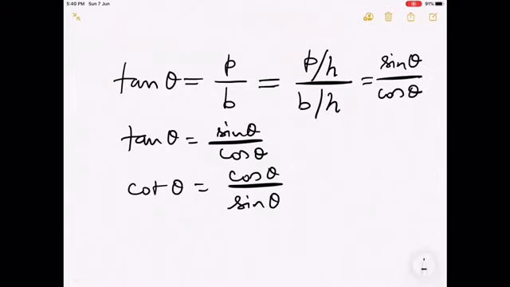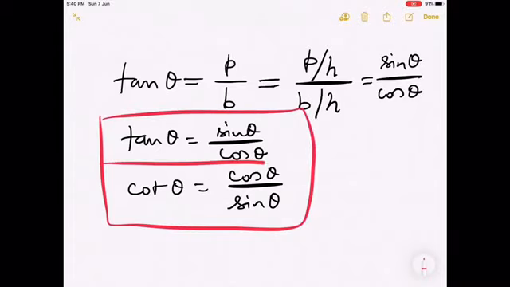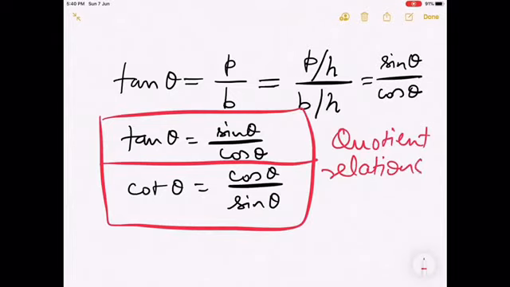These two formulae are known as the quotient relations, important relations. You need to use them many times in questions, so you have to remember them carefully. Tan theta is equal to sin theta upon cos theta. The word quotient basically means division. So in these two formulae there is division of sin theta by cos theta in one of them and cos theta by sin theta in the second one. Therefore these two formulae are known as quotient relations.